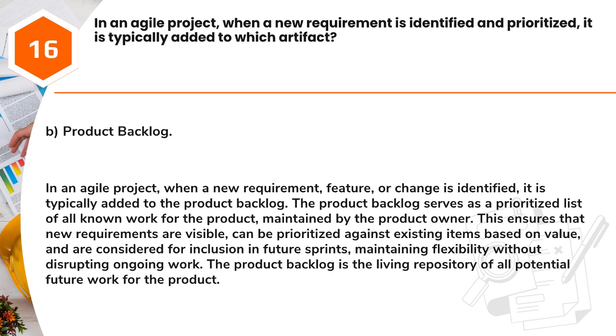Answer: B. Product backlog. In an Agile project, when a new requirement, feature, or change is identified, it is typically added to the product backlog. The product backlog serves as a prioritized list of all known work for the product, maintained by the product owner. This ensures that new requirements are visible, can be prioritized against existing items based on value, and are considered for inclusion in future sprints, maintaining flexibility without disrupting ongoing work. The product backlog is the living repository of all potential future work for the product.